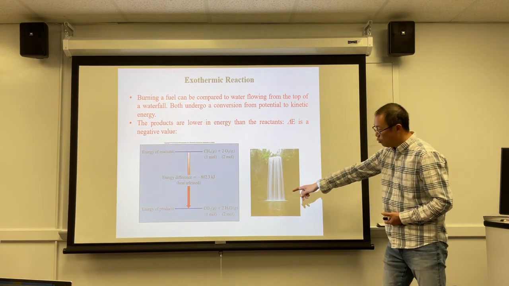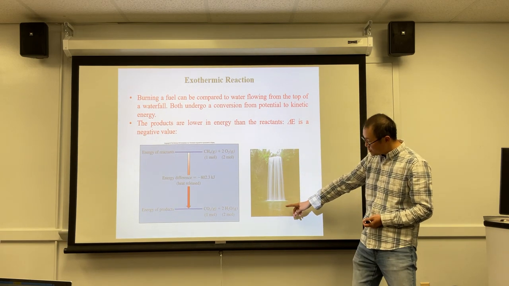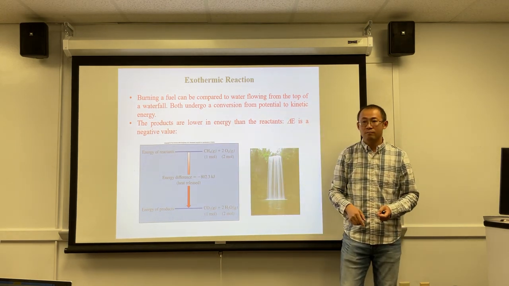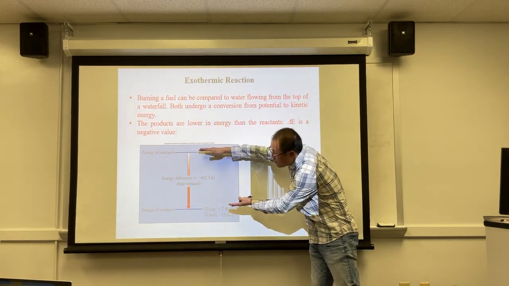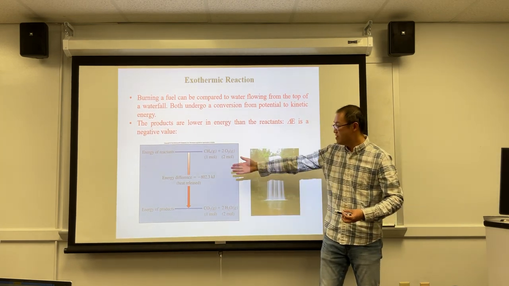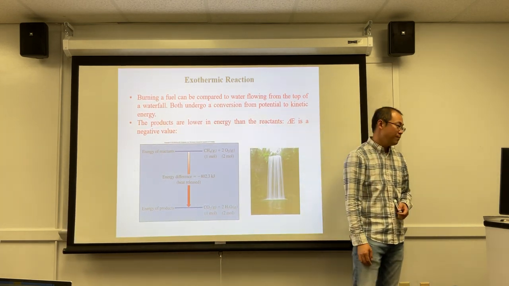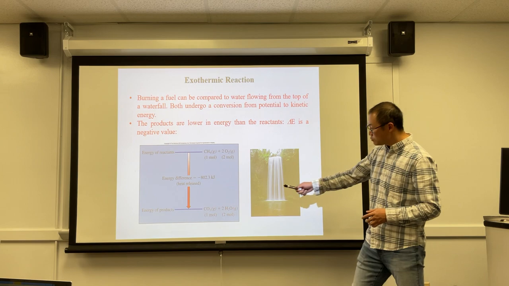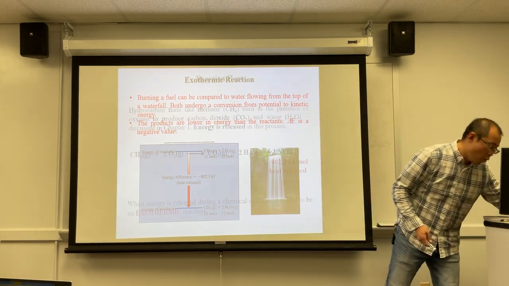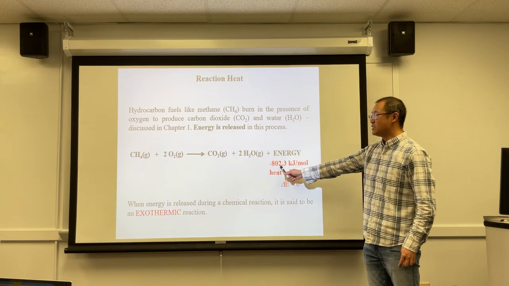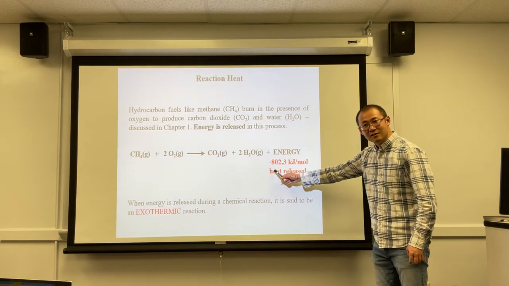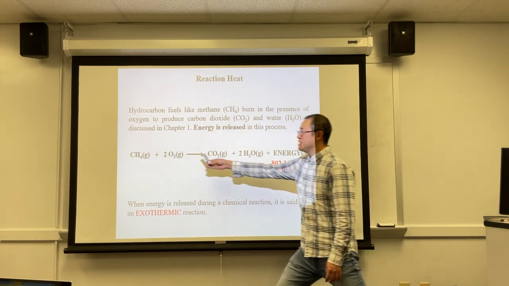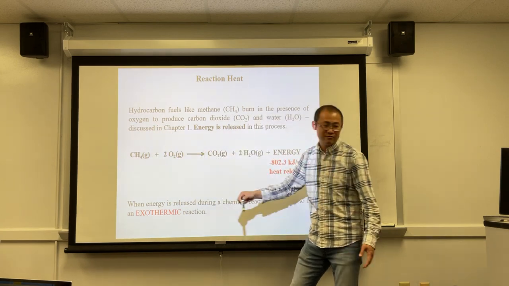Just like the water. Here, water has lower potential. This water has higher potential. So when you do final minus initial, the potential will be negative. But this is the difference between these two energies. For natural gas, for example, it is 802 kilojoules per mole. Per mole means what? Per mole means 1 mole of natural gas will release 802.3 kilojoules of energy. One mole of natural gas, because you can see the balanced reaction has 1 mole in front of natural gas.